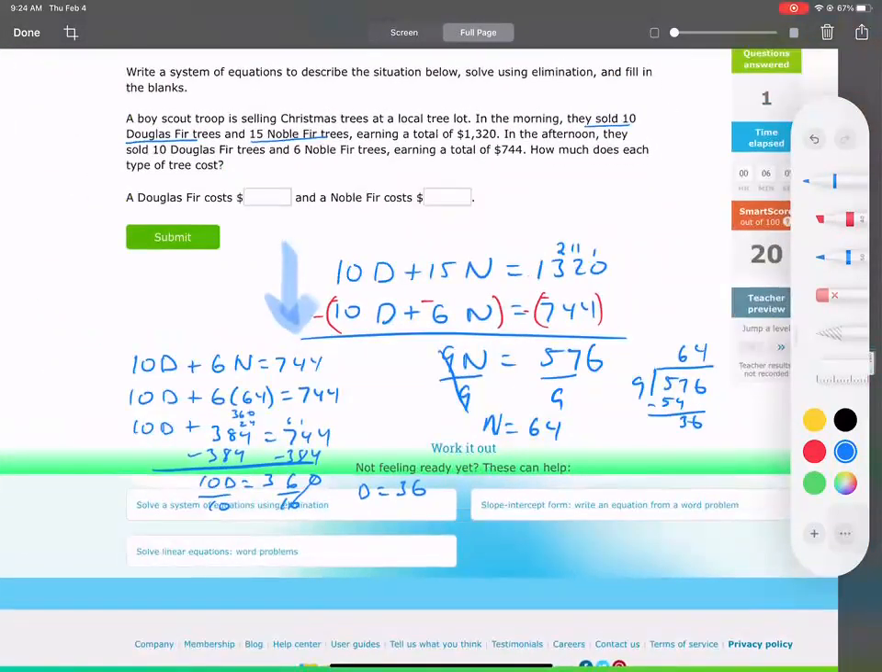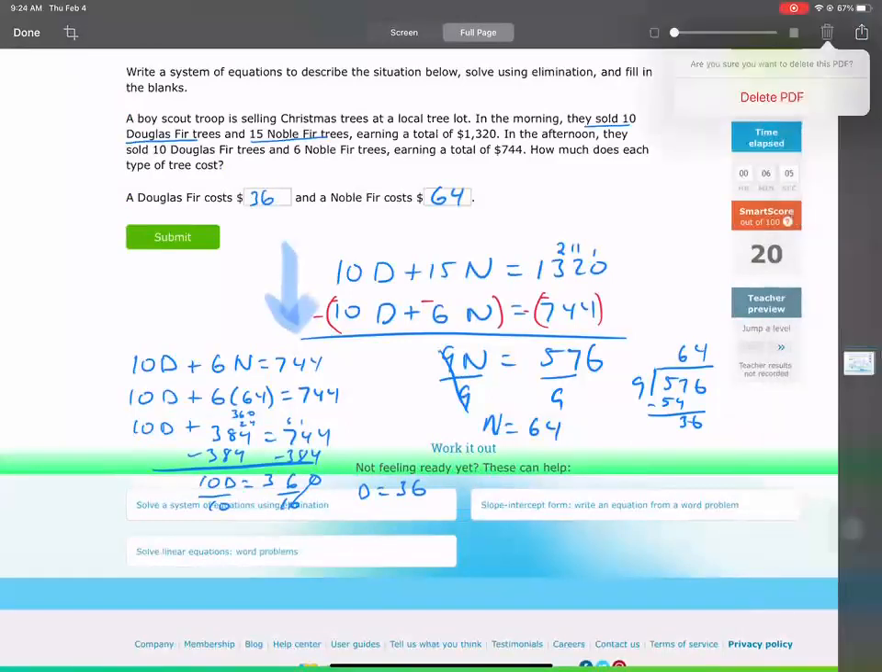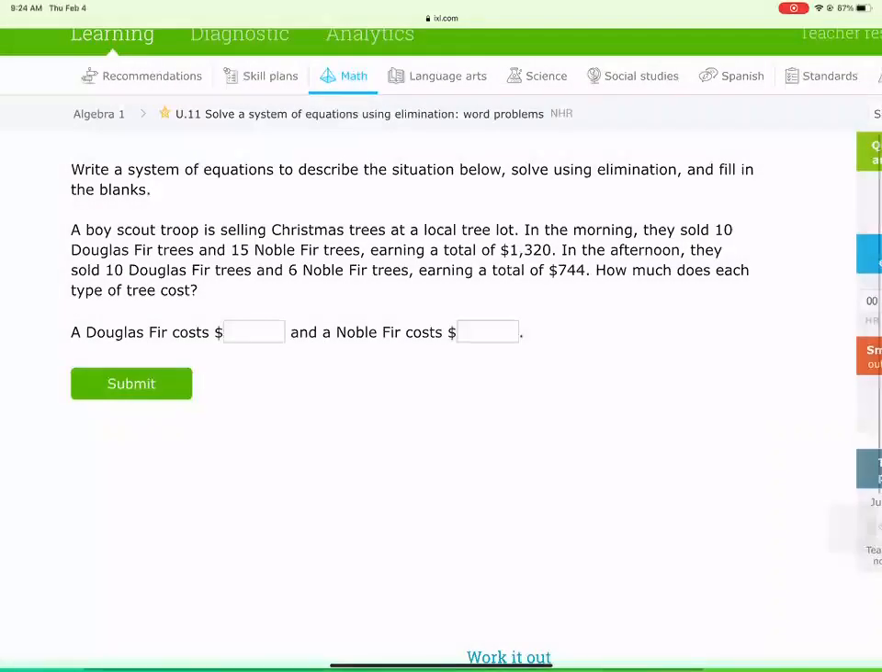People like the Nobles better. Nobles look more Christmas tree-ish. Nobles are 64 and our Douglas are 36. Douglases are cheaper. I think we had a Douglas tree this year. Okay, 36 and 64. All right, let's see how that worked.